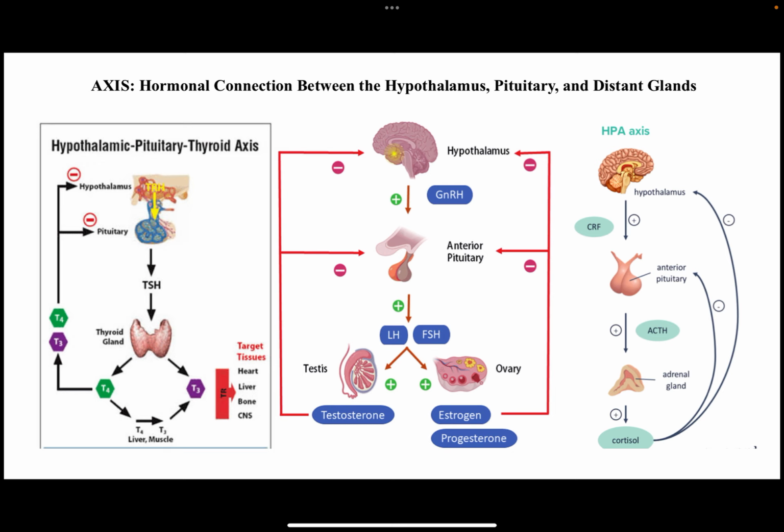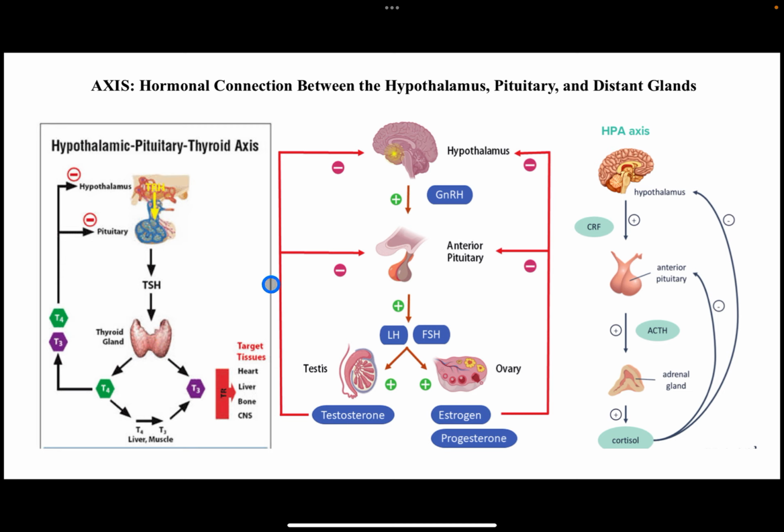Okay, so it uses the hypothalamic pituitary thyroid axis. Okay, so in this axis, it starts from the hypothalamus. The hypothalamus produces the thyrotropin releasing hormone. Thyrotropin releasing hormone, when it gets to the anterior pituitary, specifically stimulates the thyrotroph cells. Then the thyrotroph cells produce thyroid stimulating hormone. The thyroid stimulating hormone circulates and reaches the thyroid gland.